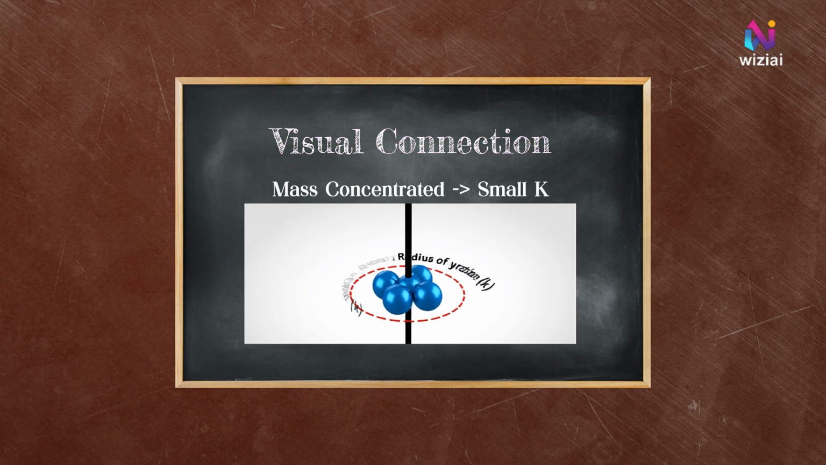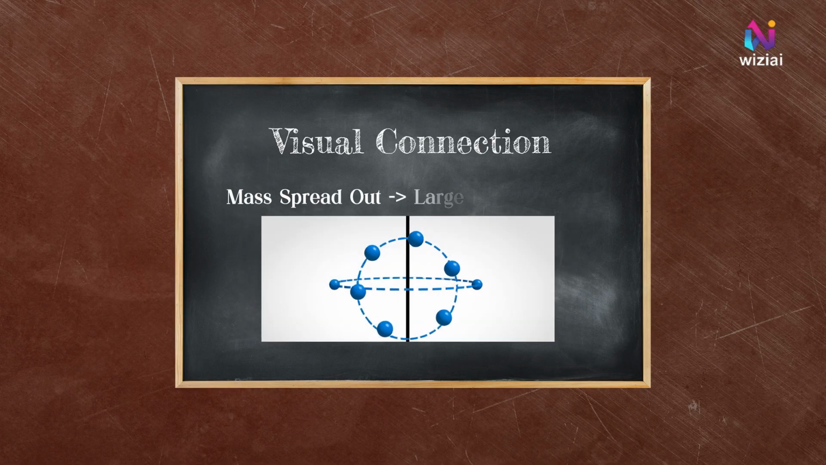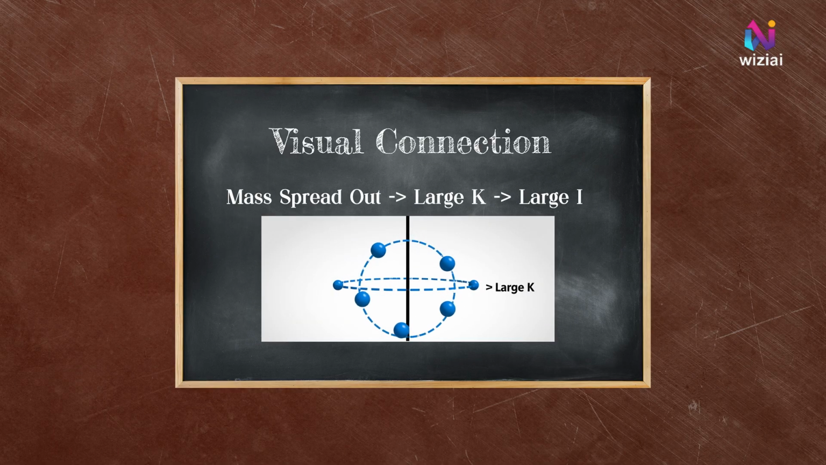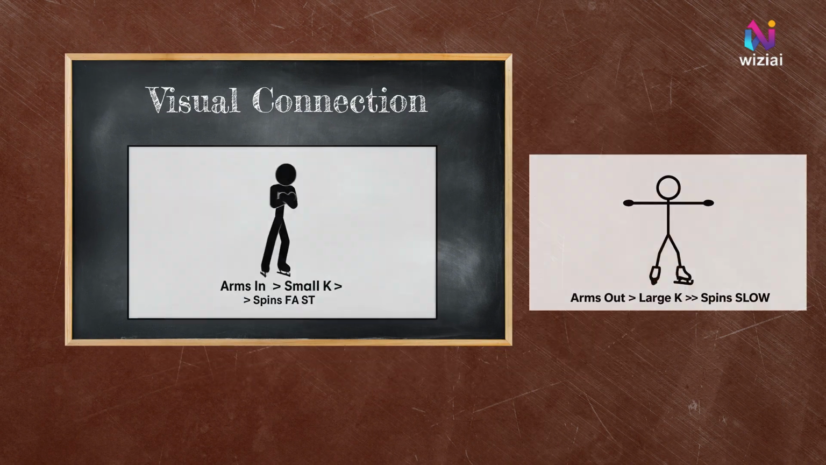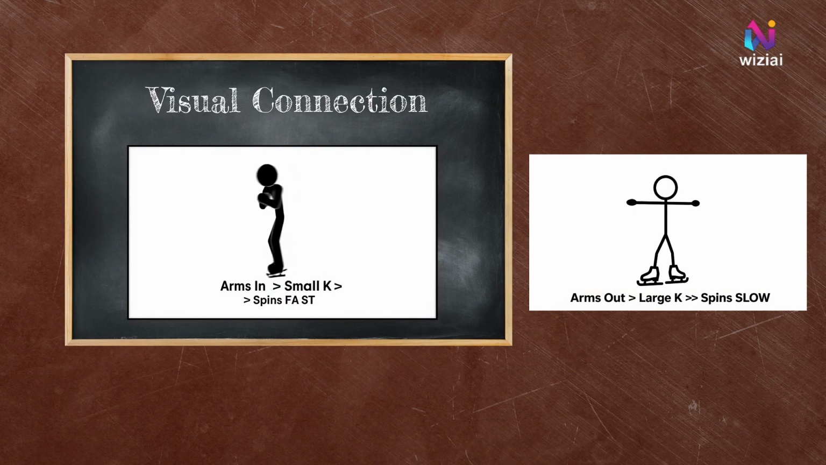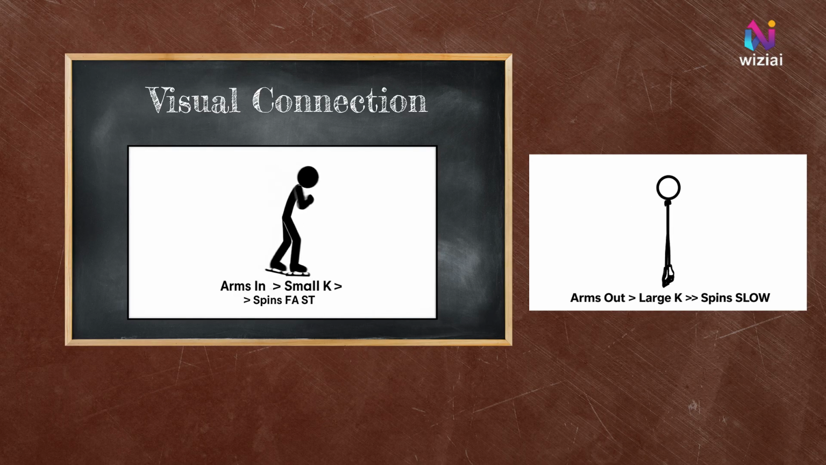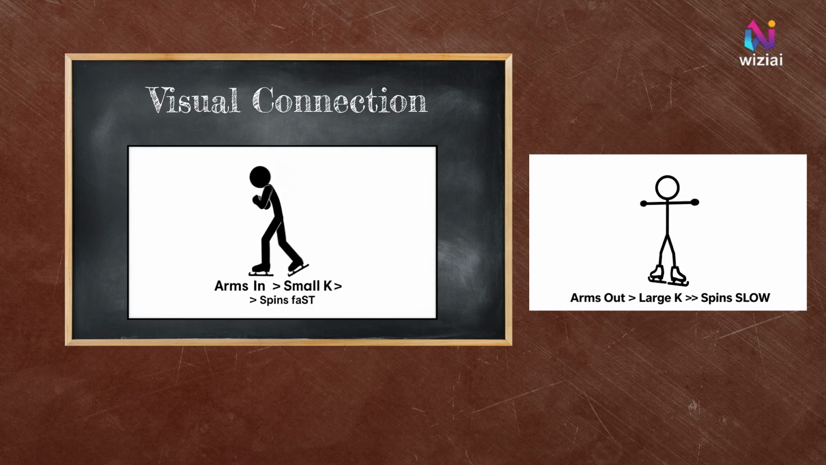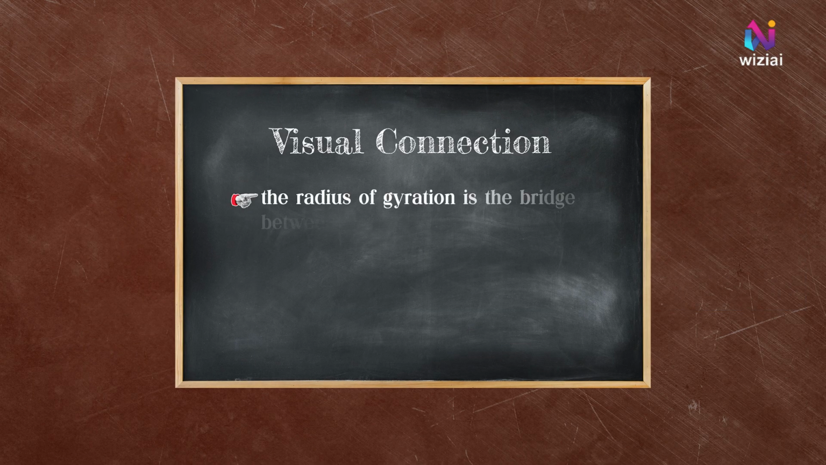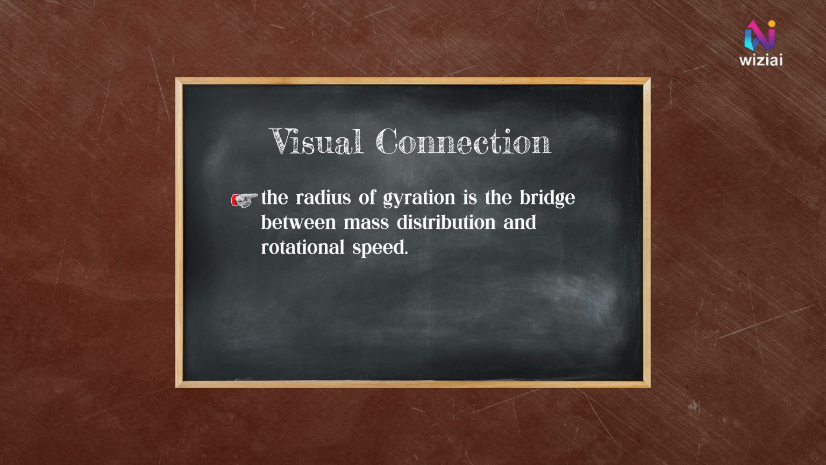Notice what happens as the mass spreads farther from the axis. The radius of gyration increases, and so does the moment of inertia. This is why a skater spins faster when they pull their arms in. They reduce their radius of gyration and hence their moment of inertia. So, the radius of gyration is the bridge between mass distribution and rotational speed.